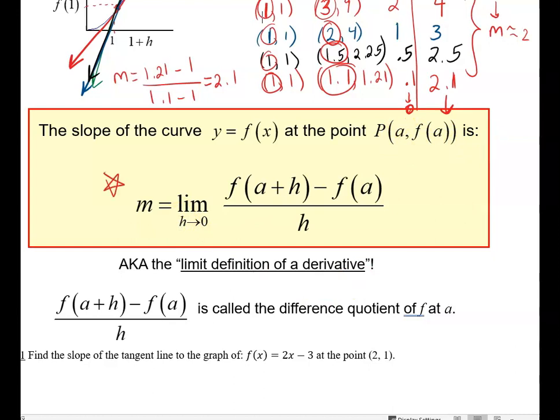This limit is very important. We're going to use that for the next couple of days. This is called the limit definition of derivative. All right, what does all this mean?